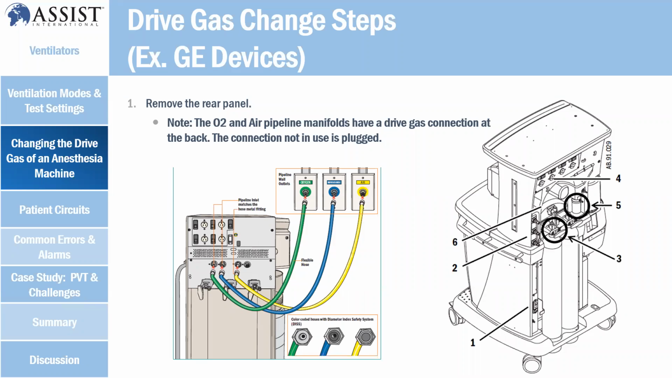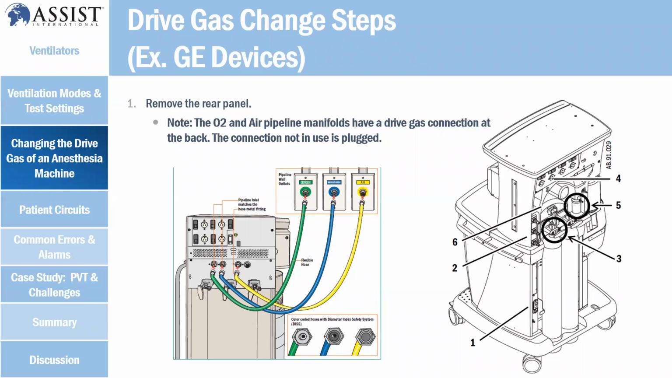Driving gas change steps. This is one of the questions that one of the engineers asked: how to do this for anesthesia if they want to convert them into a ventilator, but want to run it with a different driving gas. So the O2 air pipeline manifold has a driving gas connection at the back. These are based on a GE device. The connection not in use has a plug. At the back of the unit, when you remove the cover, there's a connection. So remove the back cover, then you can remove the plug from the new connection.